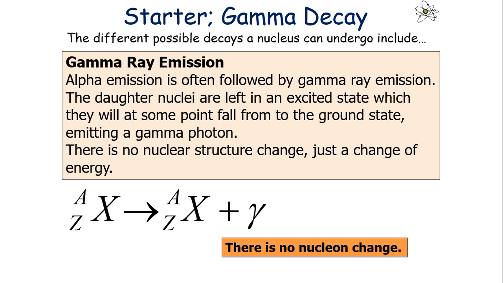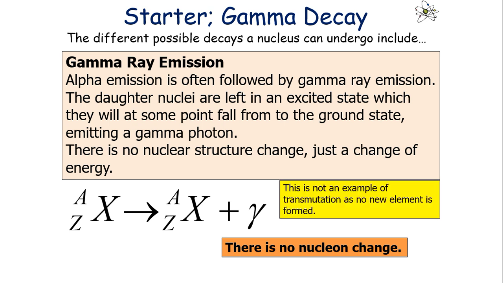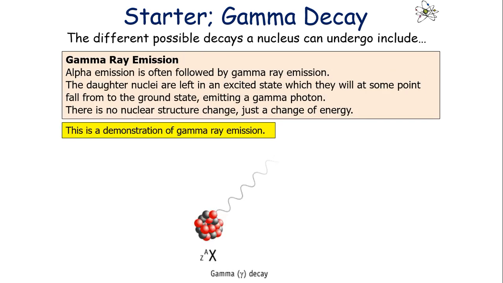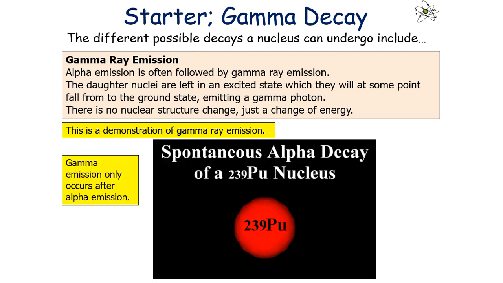Because there's no nuclear structure change, there's no change in the number of protons or neutrons, it's just a change of energy. So it's not an example of transmutation as no new element is formed. A nucleus which has an excess of energy before gamma decay, so after alpha emission and you're awaiting gamma emission, we call that a metastable state. So this is a demonstration of a gamma ray emission. It will obviously occur after alpha emission.